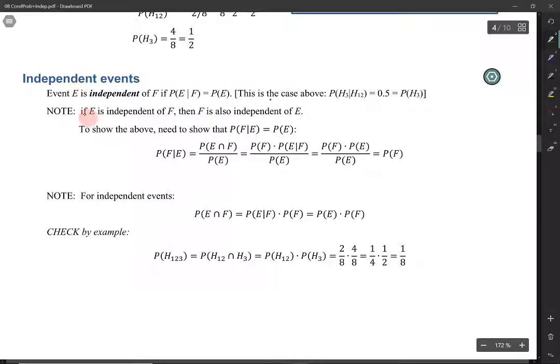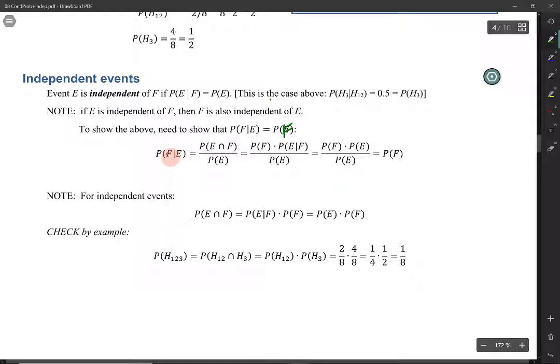Okay, and so if E is independent of F, then F is also independent of E. And so this is just sort of a proof of that. So we want to prove that the probability of F given E is the probability of F. Okay, so here you want to start with the probability of F given E, and what you want to end up with is the probability of F, right?